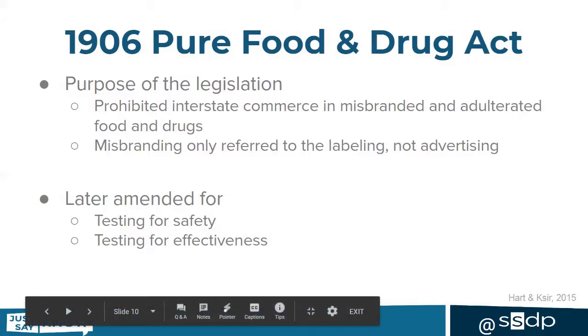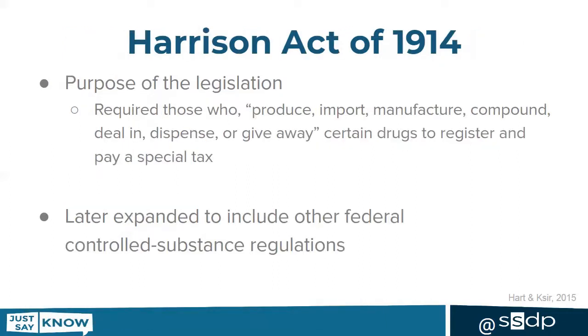And of course, it was later amended for testing for safety and testing for effectiveness as well. And then we have the Harrison Act of 1914. In the early 1900s, Dr. Hamright decided that the US could gain some trading status with China again by helping China reduce this opium importation. So the US requested an international conference to discuss controlling the opium trade.